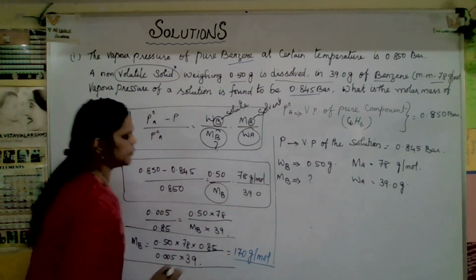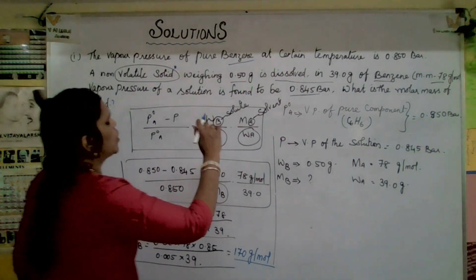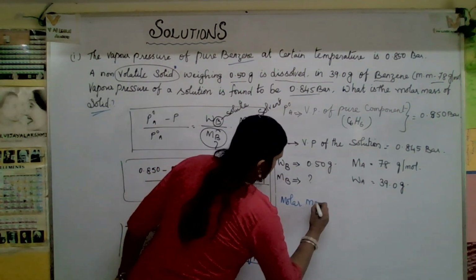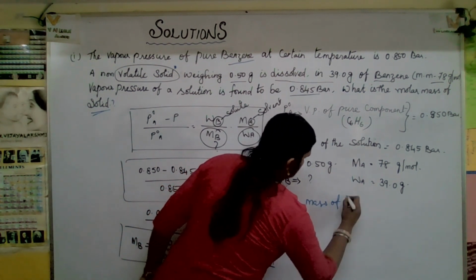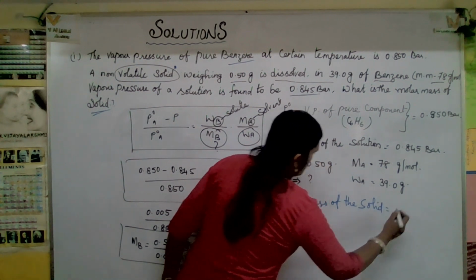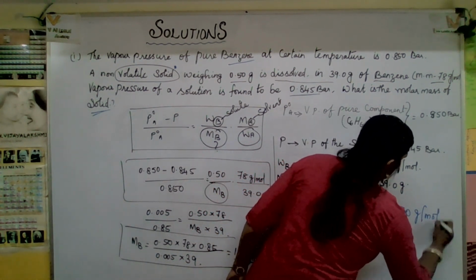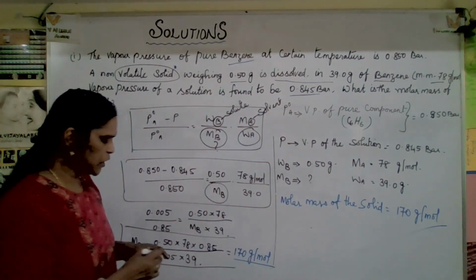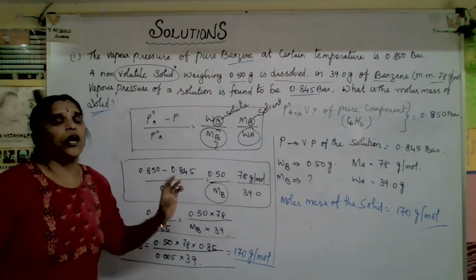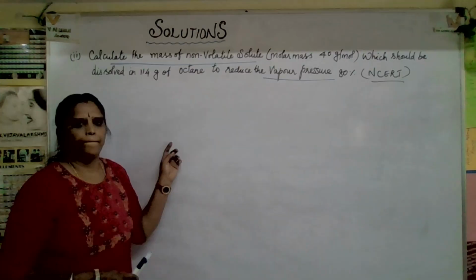You know why I put that gram per mole? This is the molar mass of the solid, equal to 170 gram per mole. The unit is very important. Hope you understand this question, it is very simple. Okay, let us go and analyze one more same kind of question.